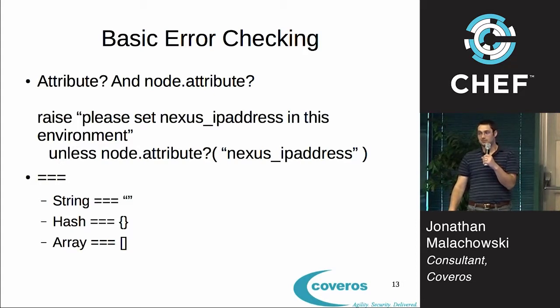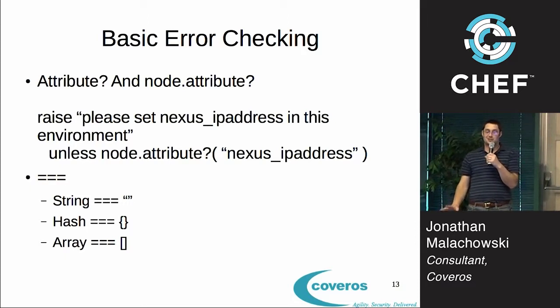I think it's attribute in the attribute section and then node.attribute in the recipe. So we're just going to throw an error, and that way at least our error is much more readable. Then I'll get the error: Please set the Nexus IP address in the environment section. I'll intentionally not default it, so I don't default it to something that is meaningless in this environment, because Nexus are proxied, so we have a different one for each major environment.